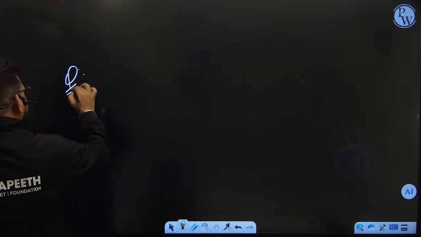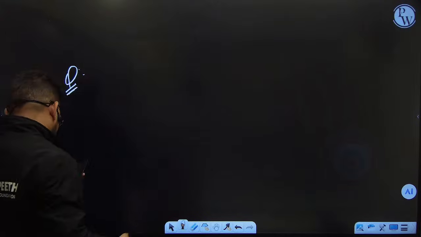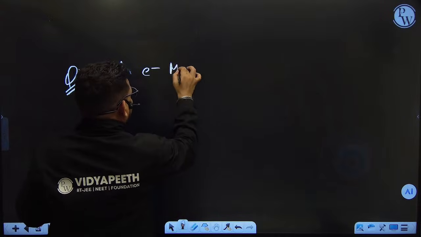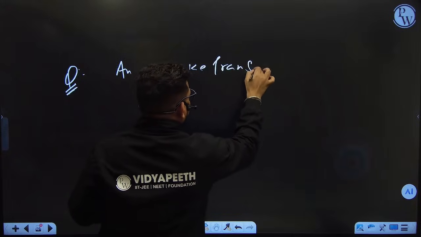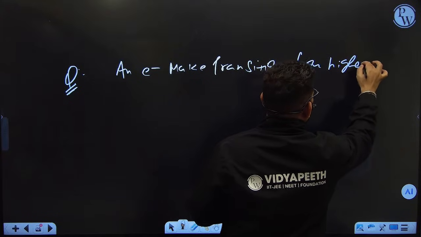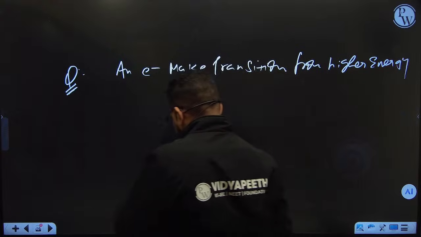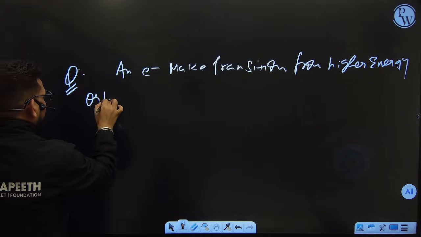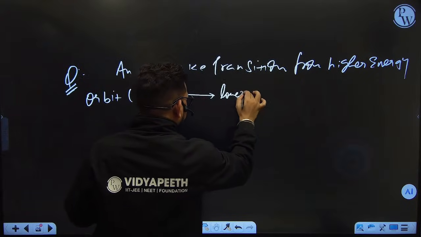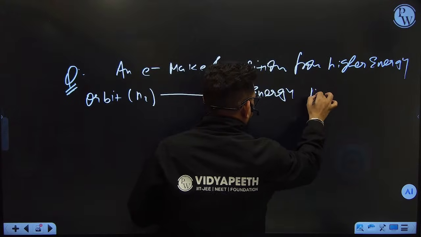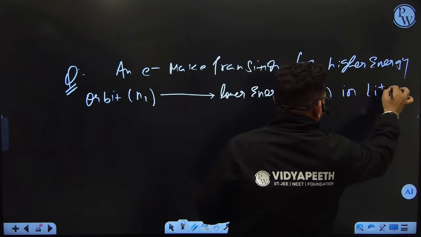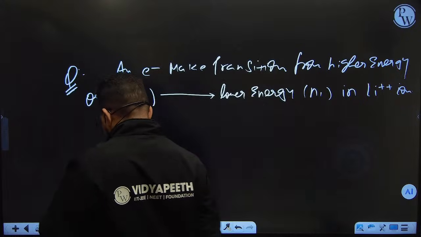Okay, one of the easiest questions, but it is kind of easy to moderate. The question is: an electron makes a transition from higher energy orbit n2 to lower energy n1 in Li++ ion. Okay, this is the statement of the question.